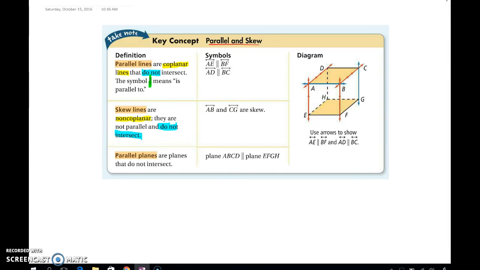Now parallel planes, same thing when you think about parallel, they do not intersect, but now since we're dealing with planes, we're talking about planes that do not intersect. So we use the exact same symbol that we do for parallel lines. So now we would just read this, that plane ABCD, that will be the top of the box, is parallel to plane EFGH, that's the bottom of the box. All right, so those two planes will never ever touch, they'll never intersect because the one's at the top, the other's at the bottom. All right, but now we're just talking about parallel planes.